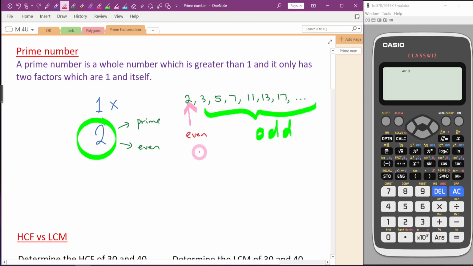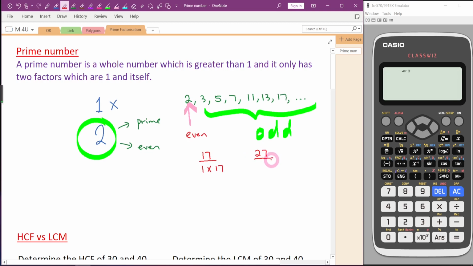Okay, why do we say that 17 is a prime number? Let's see, how many factors does 17 have? 1 times 17. Do we have other factors? No. Therefore, 17 is a prime number. It only has two factors, right?